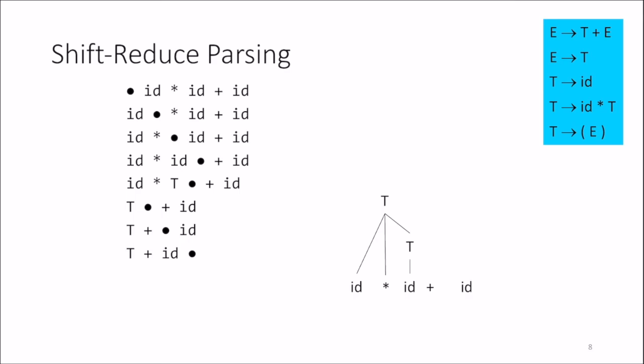So we shift, and now we reduce the id to a t, we reduce the t to an e, and then finally we reduce it to e, and now we're done. We have a completed parse tree, and we have a completed derivation that is built by shift and reduce actions.